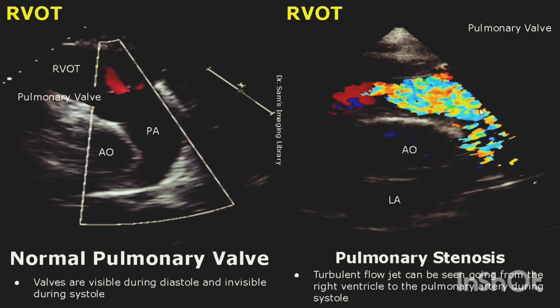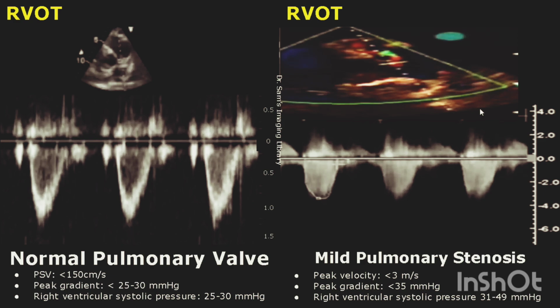Now we will see spectral Doppler analysis of pulmonary stenosis. In mild cases, the peak velocity is less than 3 meters per second. There is some spectral broadening, and the velocity here is approximately 3 meters per second. The peak gradient is less than 35 millimeters of mercury, and the right ventricular systolic pressure is between 31 to 49 millimeters of mercury.